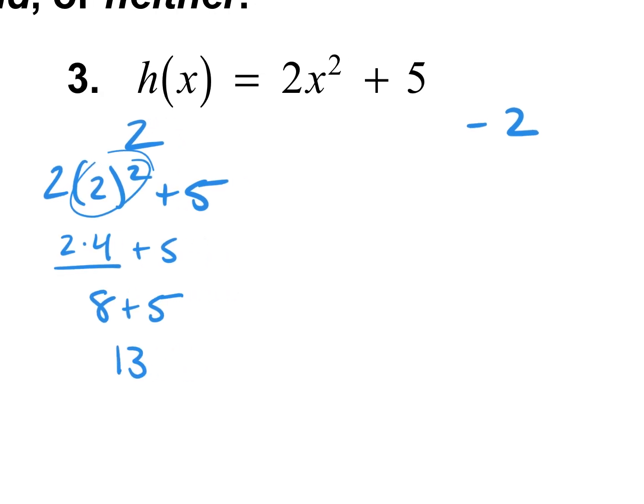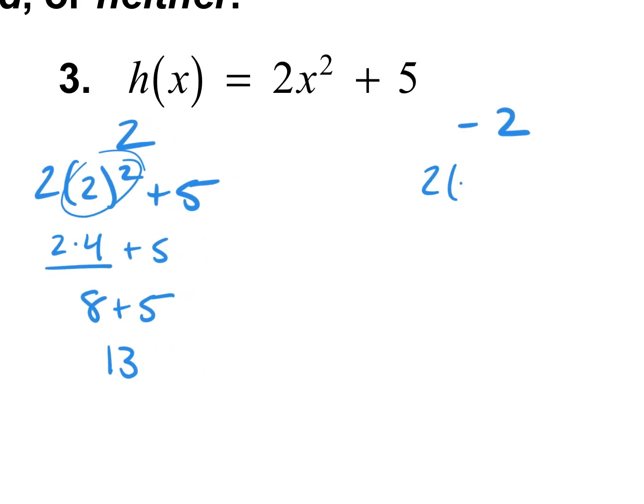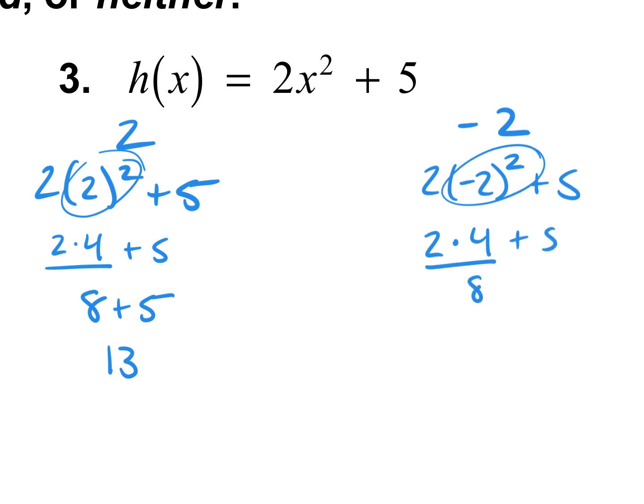Let's do the same thing with negative 2. So we have 2 times negative 2 squared plus 5. So again, we have to do the exponent first. What is negative 2 to the second power? Positive 4. And 2 times 4, and 8 plus 5? 13.